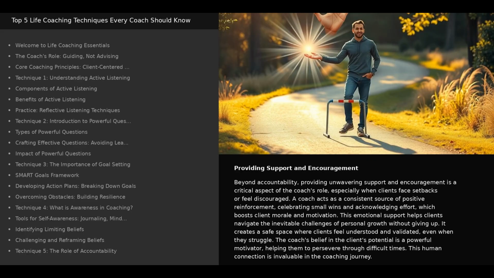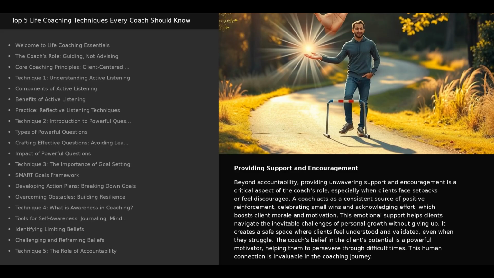Providing support and encouragement beyond accountability. Providing unwavering support and encouragement is a critical aspect of the coach's role, especially when clients face setbacks or feel discouraged. A coach acts as a consistent source of positive reinforcement, celebrating small wins and acknowledging effort, which boosts client morale and motivation. This emotional support helps clients navigate the inevitable challenges of personal growth without giving up.